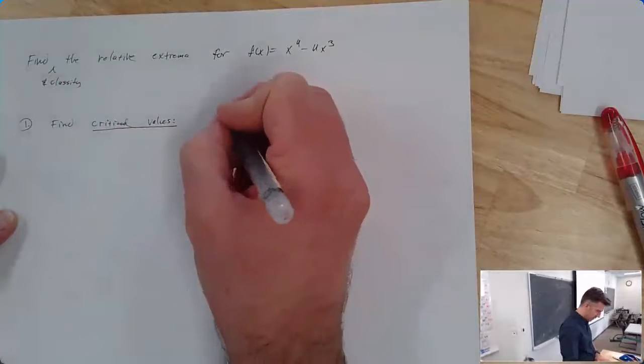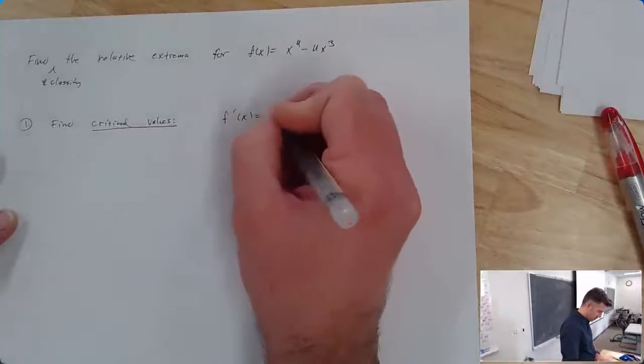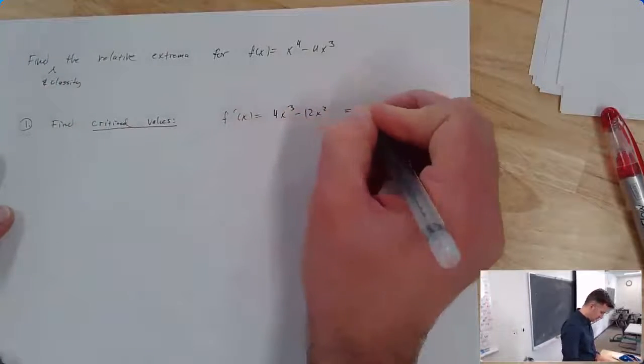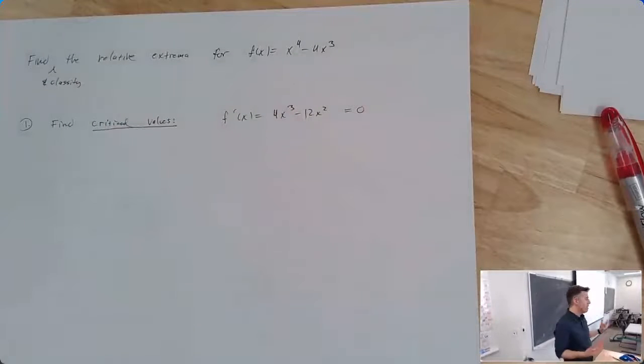So I'm going to set f prime of x, which is 4x cubed minus 12x squared, equal to 0. Really, I'm thinking of setting it equal to 0 or undefined, but I know that this is a polynomial. It's never going to be undefined, so I'm not going to write that down. But if it was going to be undefined somewhere, we would look for that as well.